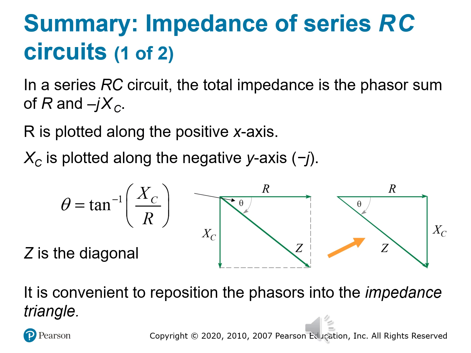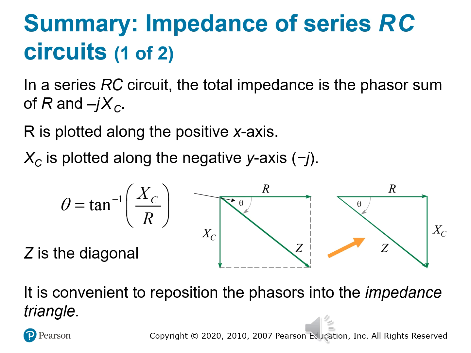So what is impedance in a series RC circuit? In a series RC circuit, impedance isn't just resistance, it's the vector sum of R, the resistance plotted horizontally, and negative jX sub C, the capacitive reactance, plotted downward on the imaginary axis. This gives us a right triangle in the complex plane.